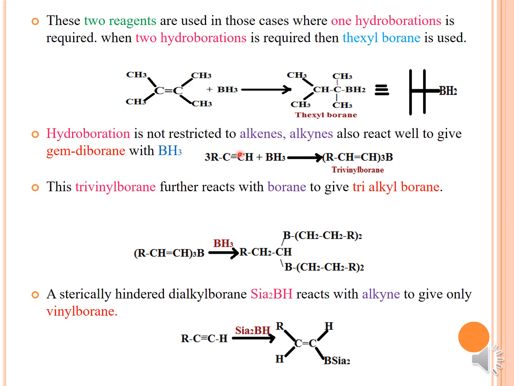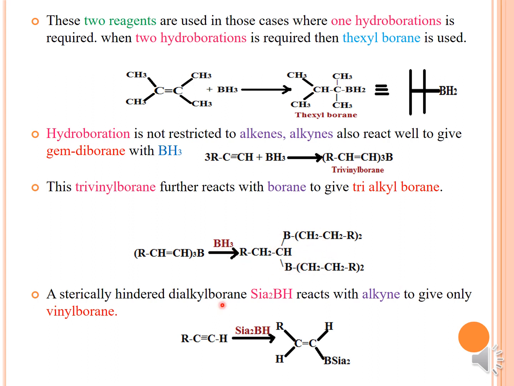So when an alkyne is treated with BH3, then trivinyl borane is obtained. These are just the simple addition reactions. And then moving on to the next point, the trivinyl borane will further react with the borane to give you the trialkyl borane form.